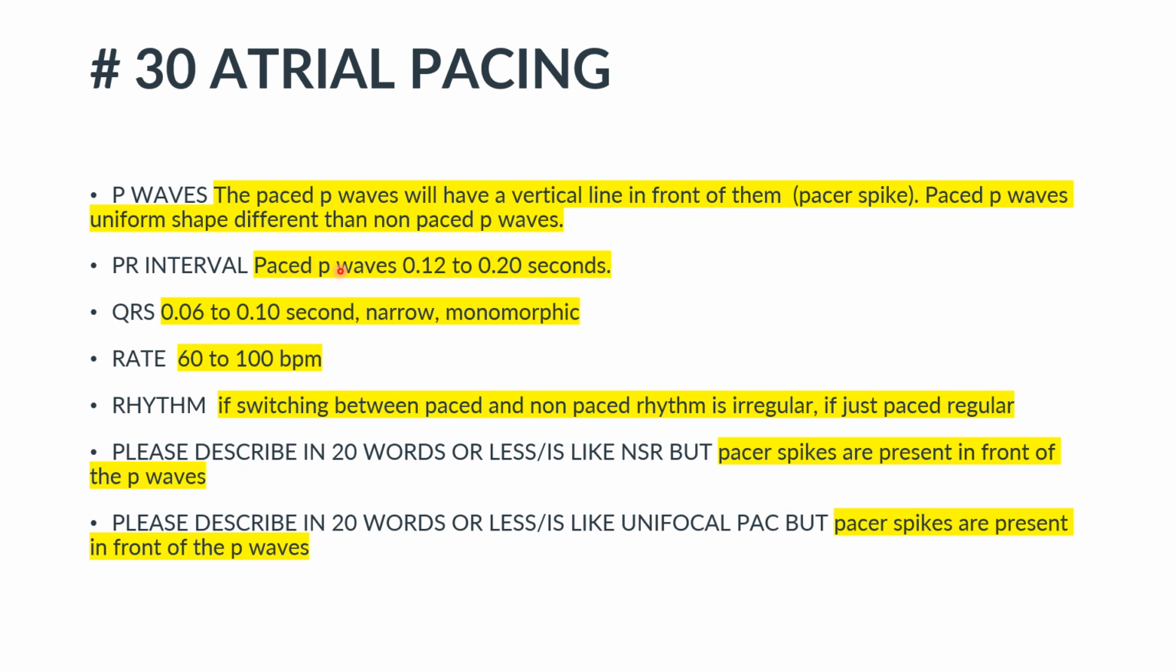But my PR interval 0.12 to 0.20 seconds is going to be constant. Why? I'm zapping the exact same spot of that atria every single time I zap it, right? Now, that PR is going to be different than whatever the normal PR interval is going to be. But anyways, the QRS, right, I'm not affecting anything from the AV node and below. So the QRS is totally normal, 0.06 to 0.10 seconds, narrow, monomorphic. Rate is 60 to 100 beats per minute. So if I'm switching between pace, non-pace, then it's going to be irregular. But if I'm just paced, zap, zap, zap, zap, zap, it's going to be regular.